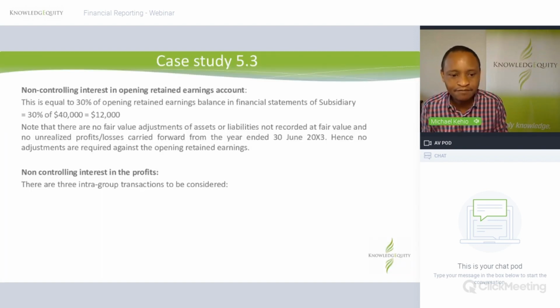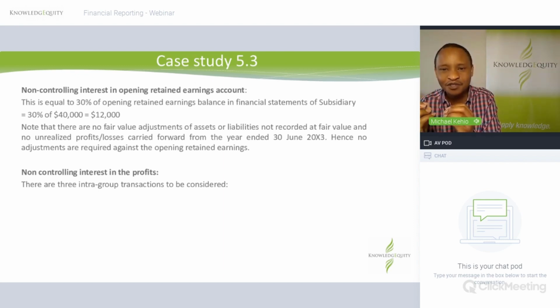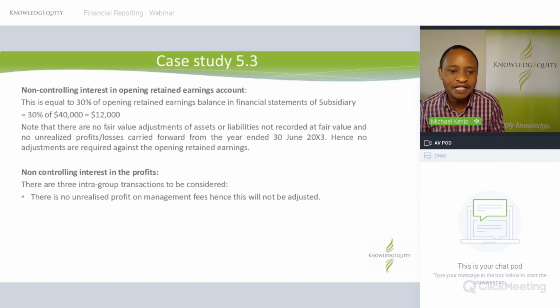We know that there are 3 intra-group transactions that occurred in the year. So as much as this subsidiary made a profit of a certain amount, it is possible that some of these carry what we refer to as unrealized profit that needs to be adjusted. Why? Because that profit is not really profit. It hasn't been earned yet by the group. So we start one by one. When you look at management fees, there is no unrealized profit, and that is great. No need for any adjustments.